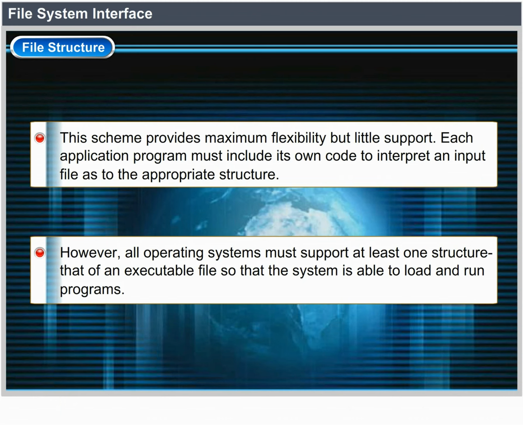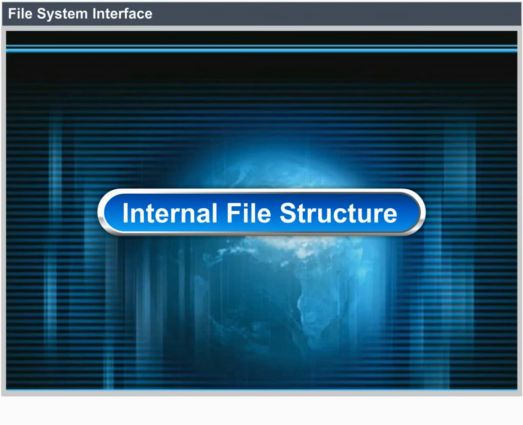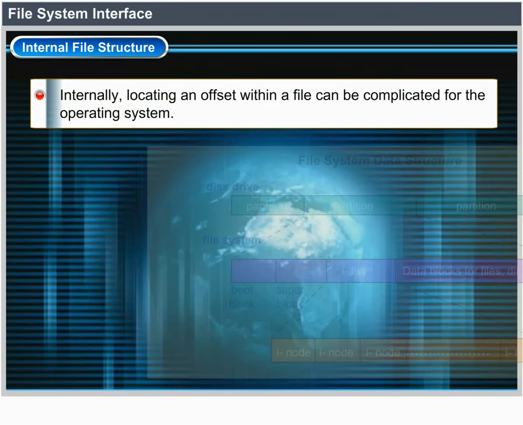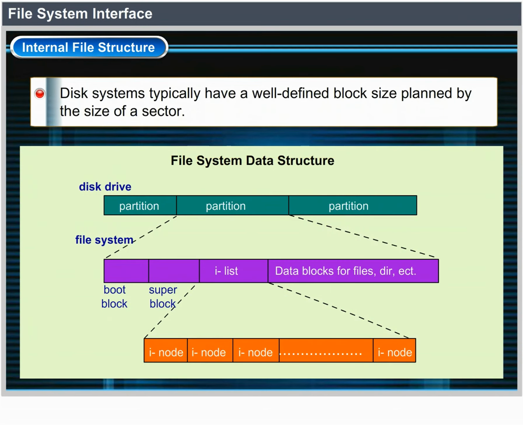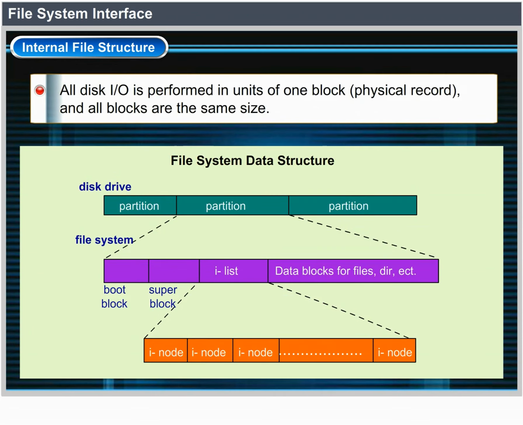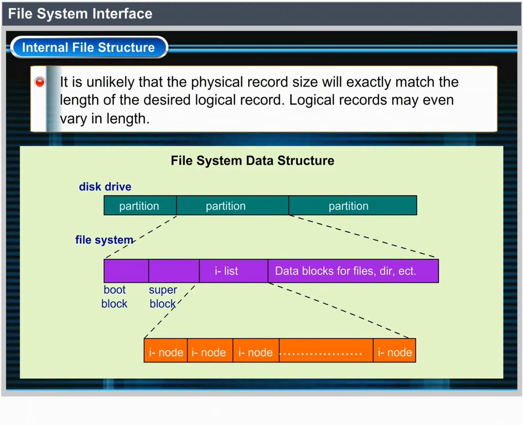Internal file structure. Internally, locating an offset within a file can be complicated for the operating system. Disk systems typically have a well-defined block size determined by the size of a sector. All disk input-output is performed in units of one block, a physical record, and all blocks are the same size. It is unlikely that the physical record size will exactly match the length of the desired logical record. Logical records may even vary in length. Packing a number of logical records into physical blocks is a common solution to this problem.